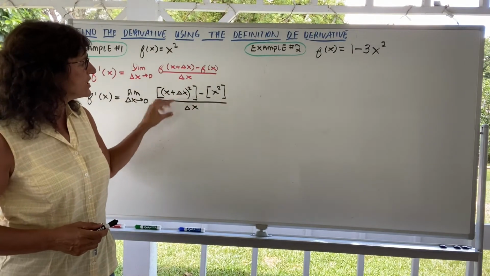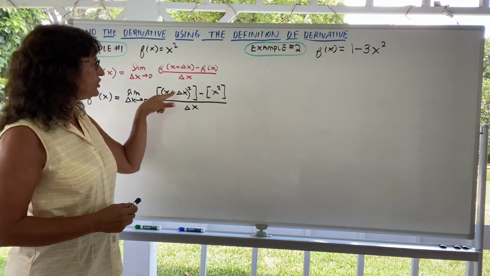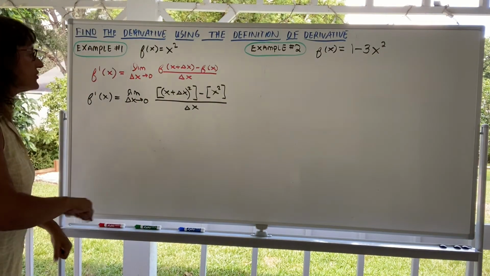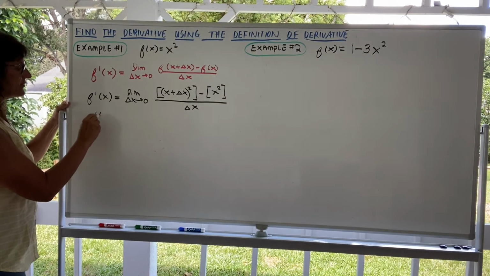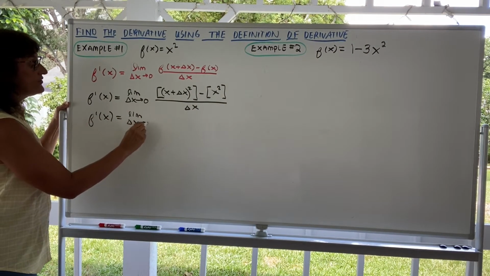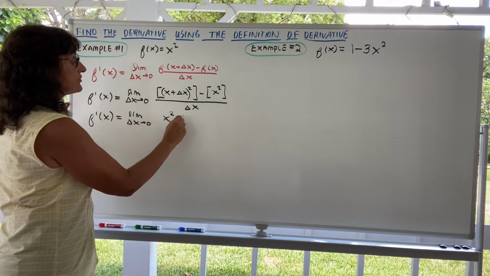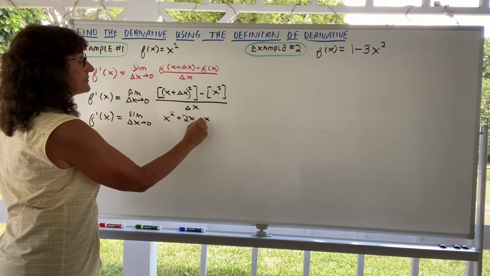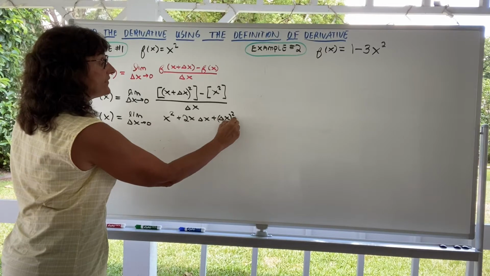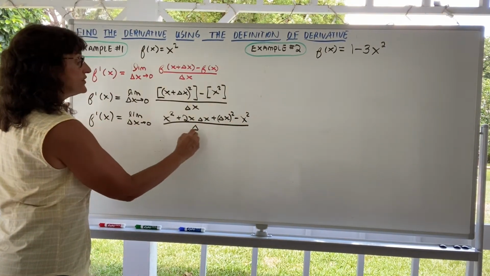So what strategy can we use here to evaluate this? We can actually expand it. We can multiply the numerator out. We can take x plus delta x and actually square that binomial. So let's see what happens when we do that. So f prime of x is the limit as delta x goes to 0. When we FOIL this, you have x squared plus 2x times delta x plus your delta x quantity squared, and then from that you have the minus x squared, and all this goes over your delta x.